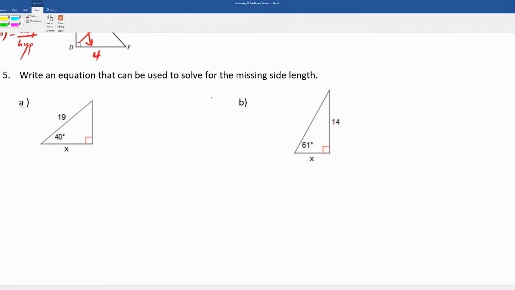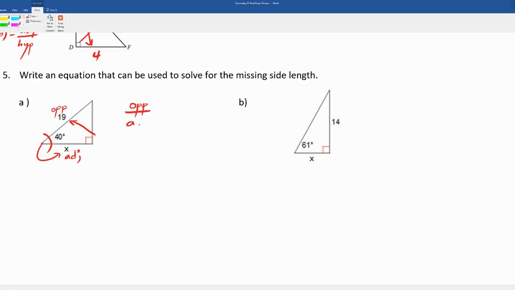Number 5, write the equation that can be used to solve for the missing side. First things first, what's my reference angle? That's the first thing you have to consider, and it's obviously 40. Now, what is that side in reference to our reference angle? What is x? X would be considered our adjacent, right? He's our next door neighbor, but he's not the hypotenuse. And our hypotenuse is across from the 90-degree right angle, and that is our opposite. Well, we have the opposite and the adjacent given to us for our reference angle, right?